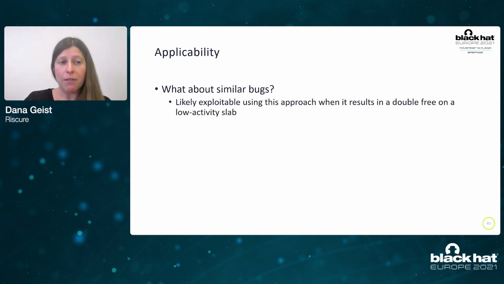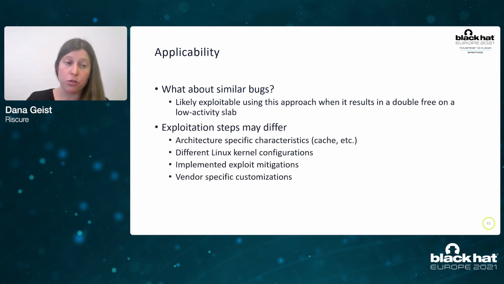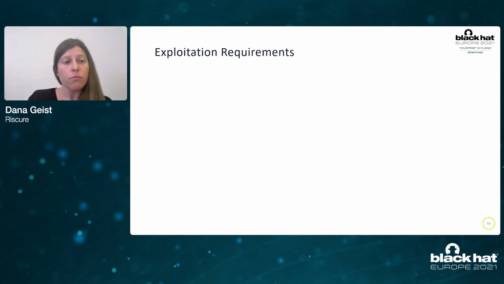If we talk about applicability, we think that similar bugs in a low activity slab could be exploited using our methods. But of course, the precise steps of the exploitation will really depend on the device. There are different factors to consider, such as the architecture, the device configuration, vendor-specific customizations, and the exploit mitigations.